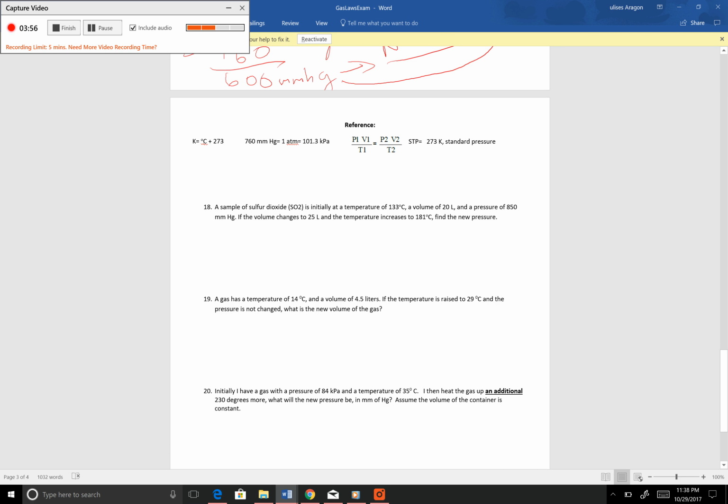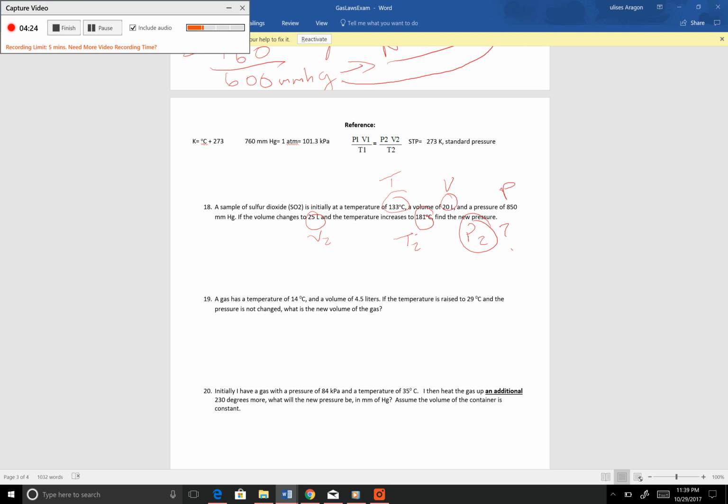Question number 18. A sample of sulfur dioxide, SO2, is initially at a temperature, and a volume of 20 liters, okay, volume, and has a pressure of 850. Okay, cool. We've got the trifecta here. If the volume changes to 25, so that's volume, and that's probably going to be V2, right? Temperature increases to 181, so that's temperature 2. What is the new pressure? So what is P2, right? That's what we're trying to solve.